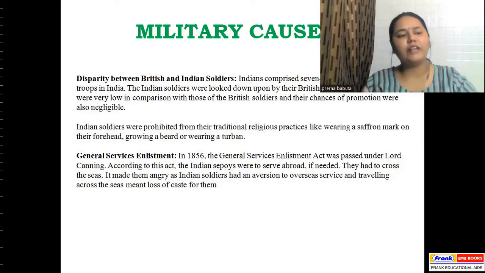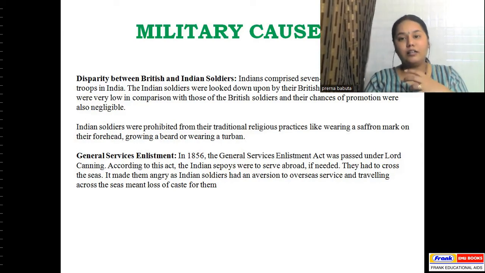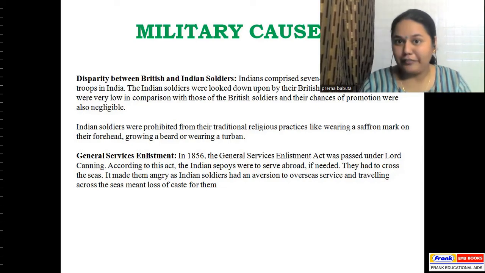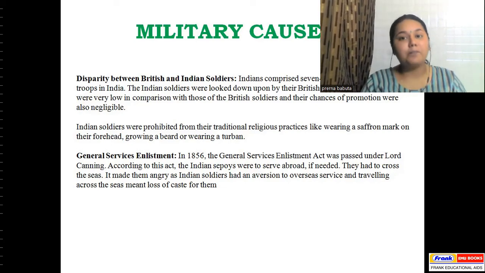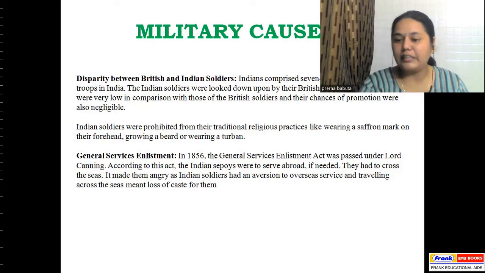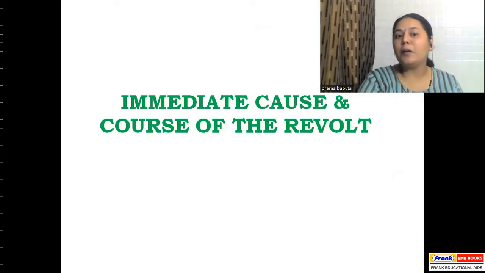So that is the kind of culture we have, wherein we have respect for natural resources as well. So in the Indian culture, this was there. So the Indians, whenever they had to go abroad, they had to cross a sea, which was against their religious belief. So this too inculcated negative feeling in the Indian soldiers who were basically the people employed in the military. So these were the military costs.